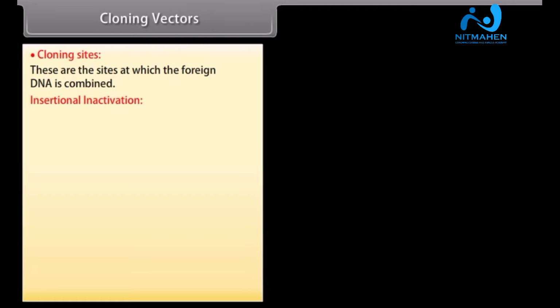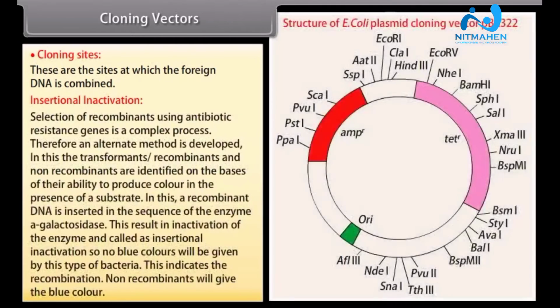Insertional inactivation. Selection of recombinants using antibiotic resistance genes is a complex process. Therefore, an alternate method is developed. In this, the recombinants and non-recombinants are identified on the basis of their ability to produce color in the presence of a substrate. In this, a recombinant DNA is inserted in the sequence of the enzyme beta-galactosidase.